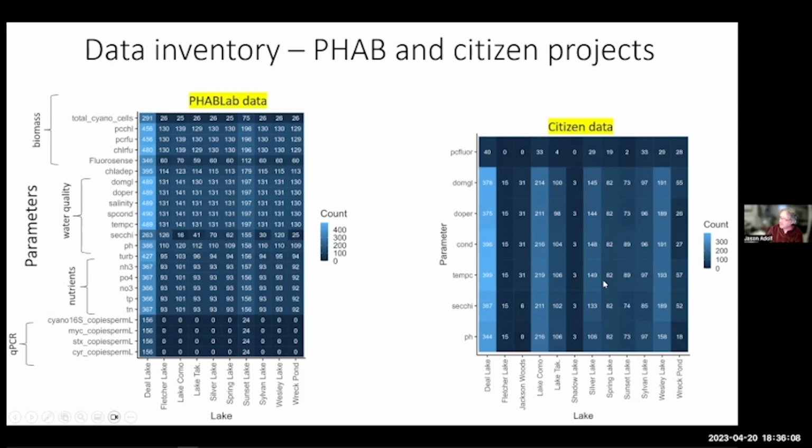And then on the citizen side, same thing. The parameters that citizens collect by lake, and the number in each cell is how many samples have been collected by citizens. And again, I can't thank you enough because it's a lot of data. And then, of course, we index rainfall data and the watershed use data to that to understand patterns.